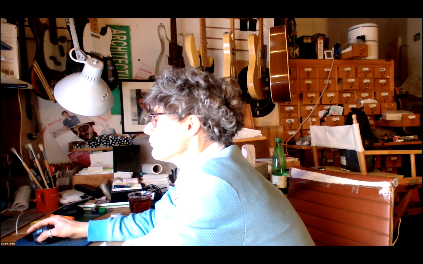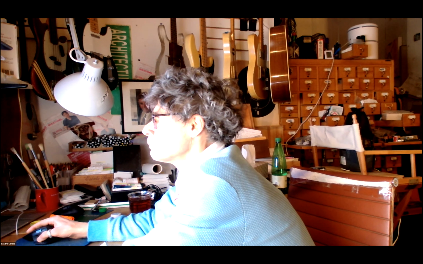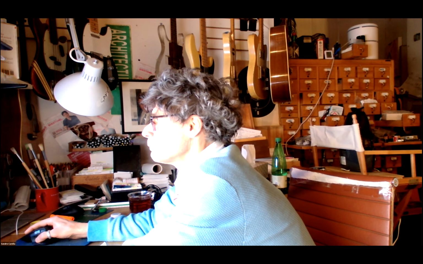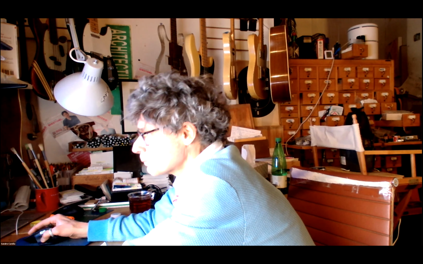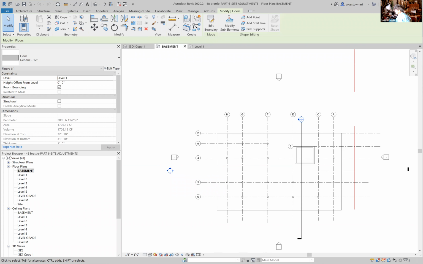I'm not sharing my screen. So I'm going to share my Revit screen. And I'm going to open up the underlying drawings as if I were navigating through that directory, because you can't easily do that.